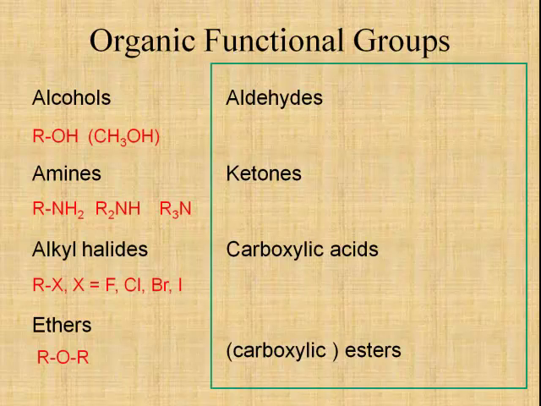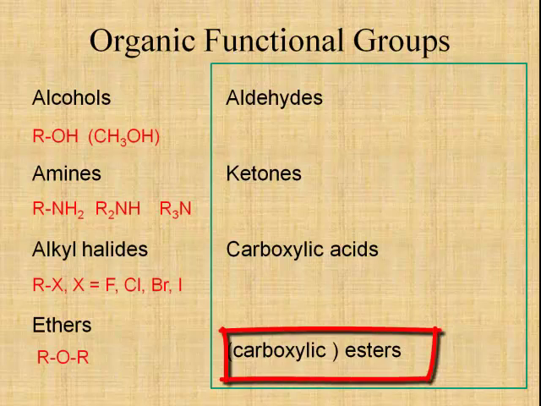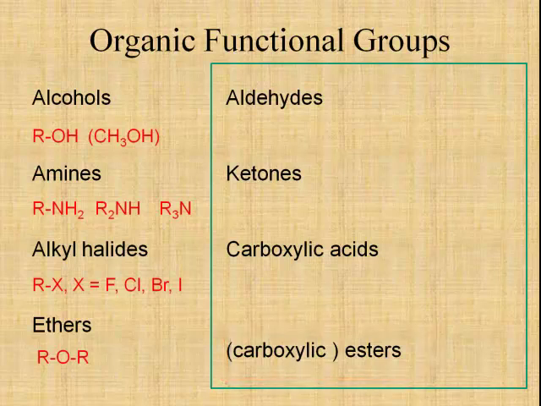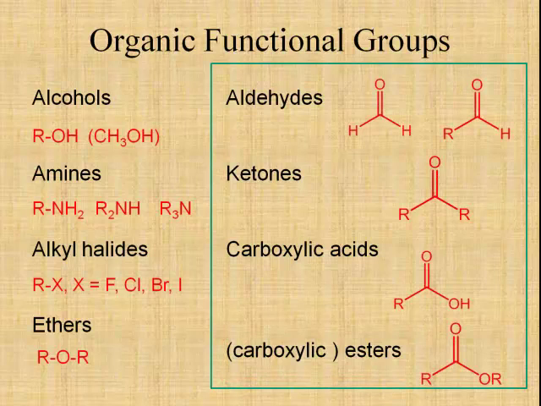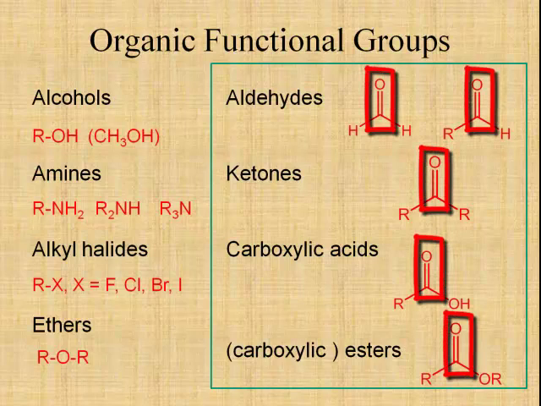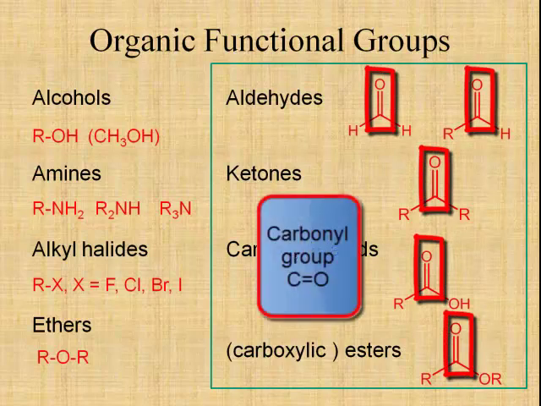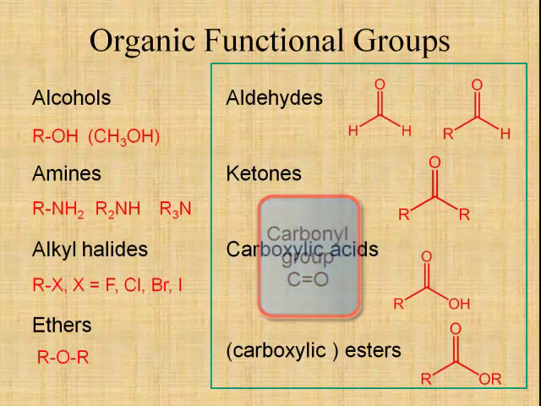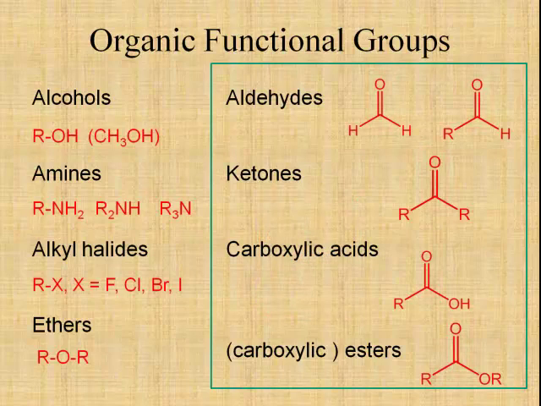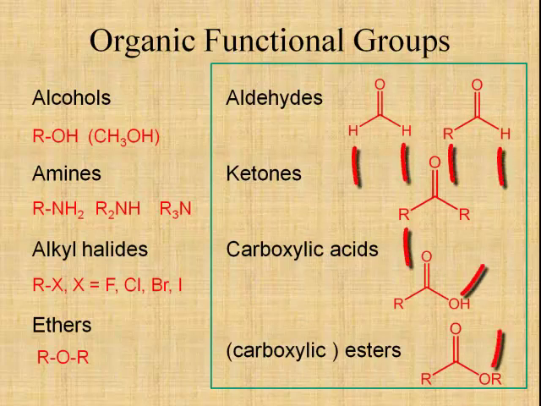Aldehydes, ketones, carboxylic acids, and carboxylic esters, you'll often hear me call those just plain esters, but the more precise term is carboxylic esters. These functional groups have something in common. They can be represented by these general structures here, and they all have what we call a carbonyl group. A carbonyl group is a carbon-oxygen double bond. So these four functional groups are distinguished by the groups that are attached to the carbonyl carbon. We'll talk in more detail about these in a later video.